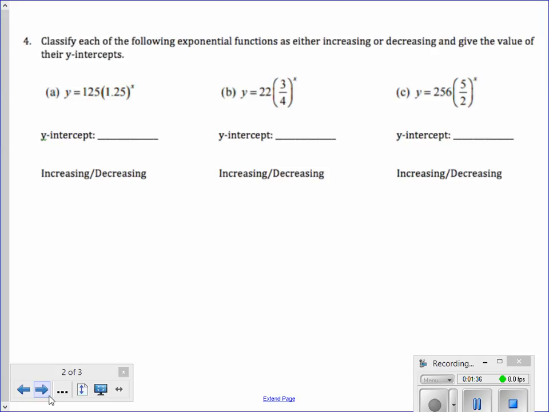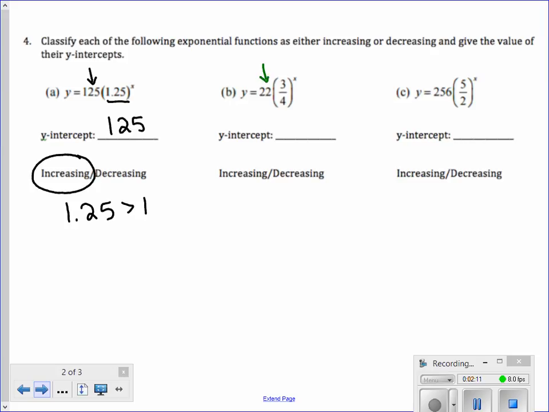All right, number 4. Classify each of the following exponential functions as increasing or decreasing and give the value of their y-intercepts. This is similar to a problem in our notes, but it's really important that we can identify y-intercepts and increasing or decreasing. All right, remember the y-intercept is the first number that you see in an exponential function. So here the y-intercept is 125, and because the growth rate of 1.25 is bigger than 1, this is an increasing exponential function.